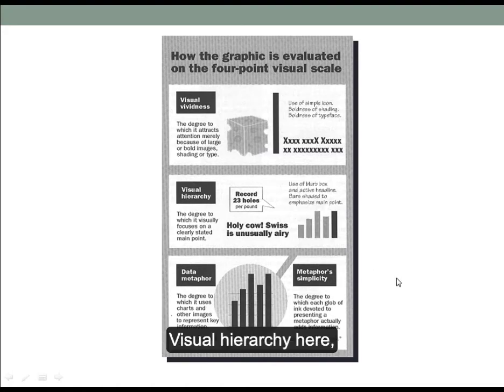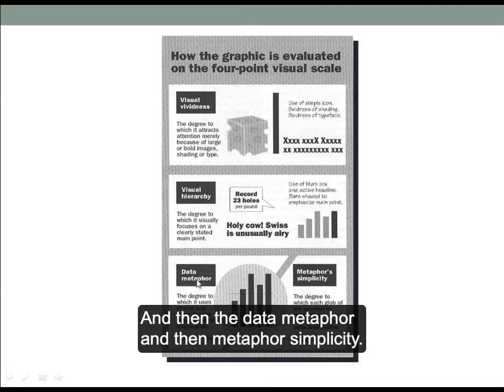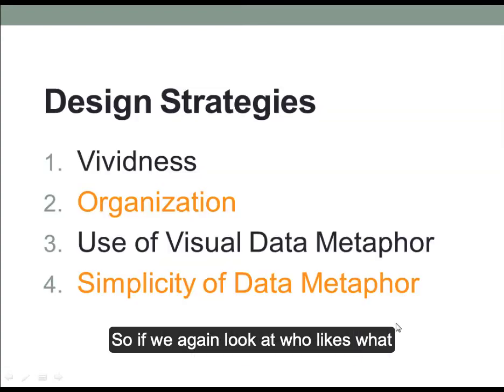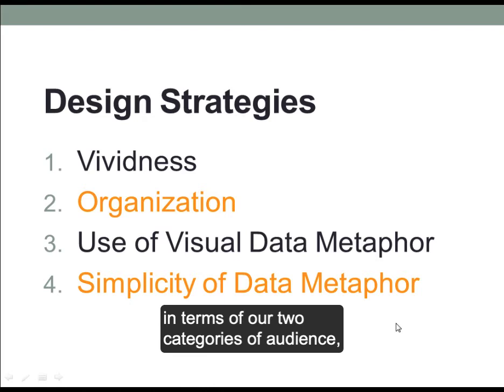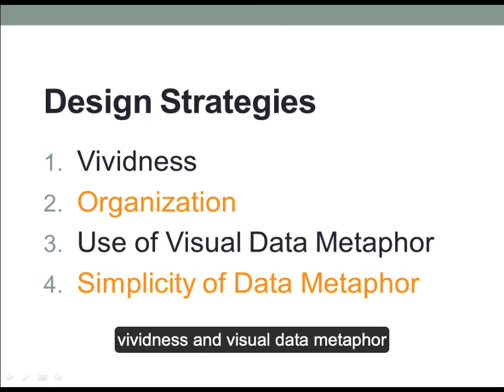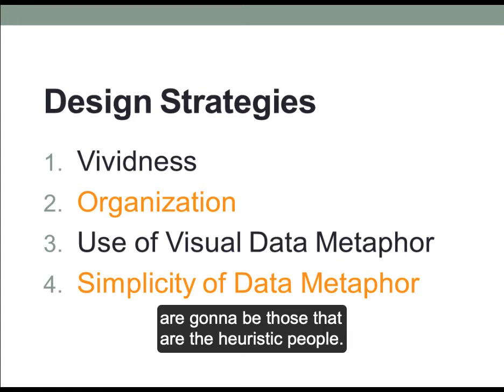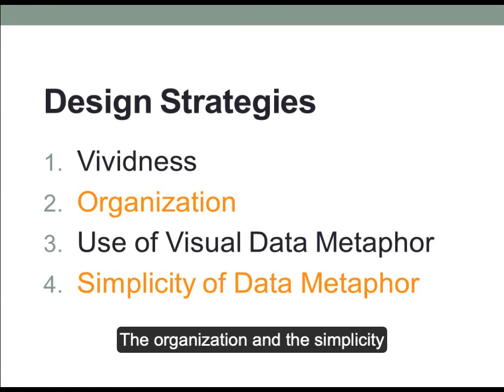Okay? Visual hierarchy here. Looking at how it is organized. Okay, so there's some organization. And then the data metaphor and the metaphor simplicity. So if we again look at who likes what in terms of our two categories of audience, vividness and visual data metaphor are going to be those that are the heuristic people. The organization and the simplicity of the data metaphor are the systematic.